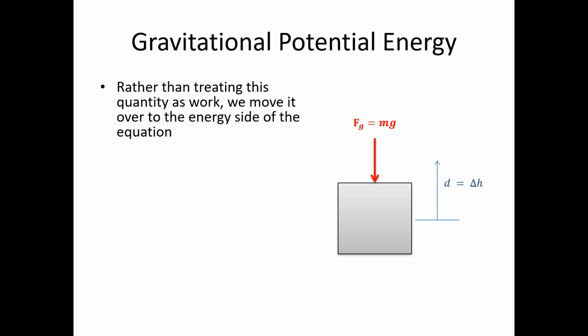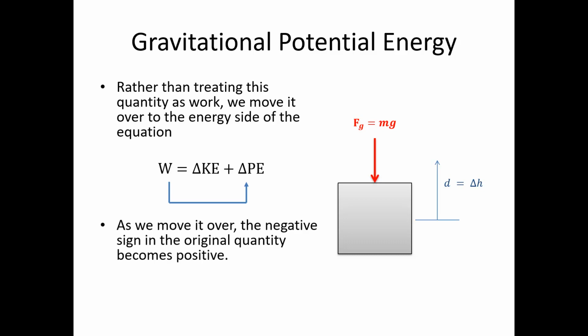So rather than treating this quantity as work, we're going to move it over to the energy side of the equation. Algebraically, as I move something from one side of an equation to the other, it's going to change the sign. So the negative sign that I had in my work is going to turn into a positive sign. So for delta PE, when I move it over, it's just mg delta h. There's no negative sign left in the delta PE part of this.